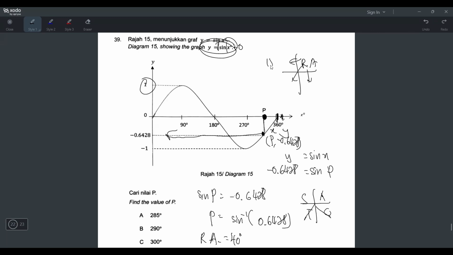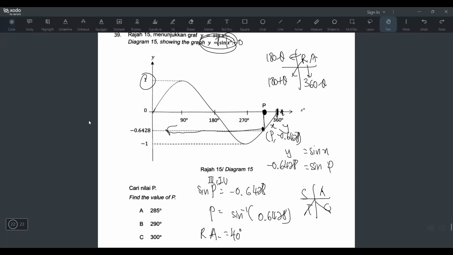Okay, kalau nak convert quadrant 2, formula dia 180 minus. Kalau quadrant 3, 180 plus. Convert quadrant 4, 360 minus. Ini kena tahu. Alright. So, sekarang saya sudah tahu reference angle saya 40, but I want it to be quadrant 3, quadrant 4. Because it's negative.